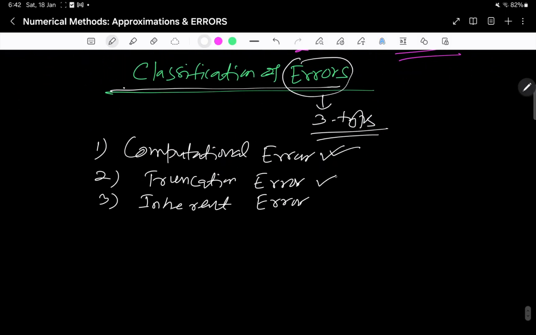Next, truncation error. If we have a Taylor series expansion, it is infinitely long, but we are writing it up to a certain degree of accuracy. Then inherent error, it is already present in the problem itself. It may be due to some issue with the physical situation or some limitation of the computational devices. Let me discuss the details of the individual cases. However, we should emphasize this computational error.